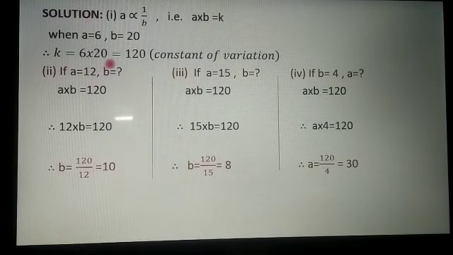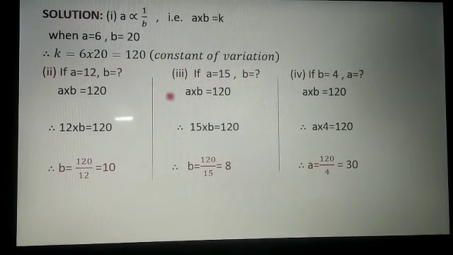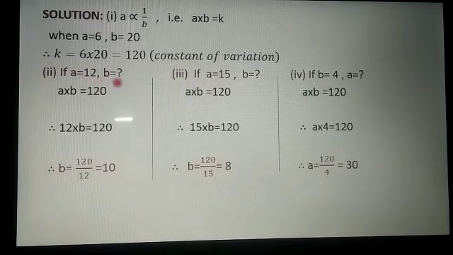So k is equal to 6 into 20, that is 120, which is the constant of variation. And now one by one we will solve the blanks which are given. So if a is equal to 12, b is equal to question mark. We have seen it just in the table.